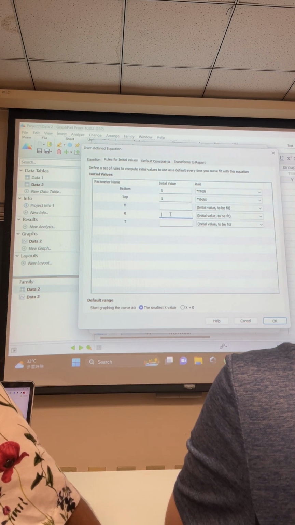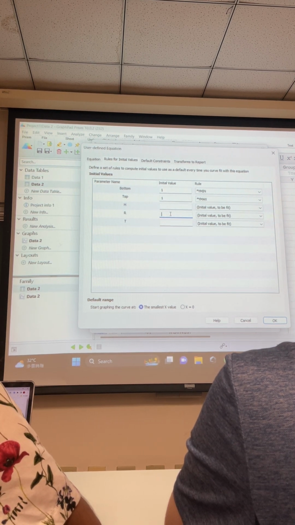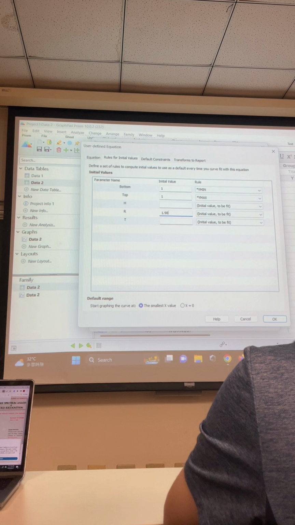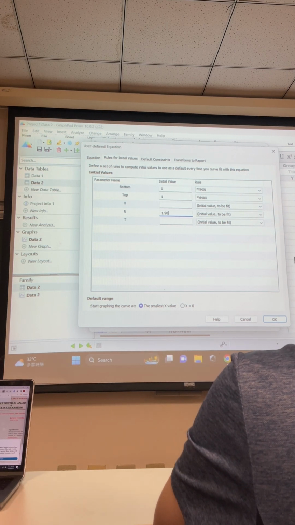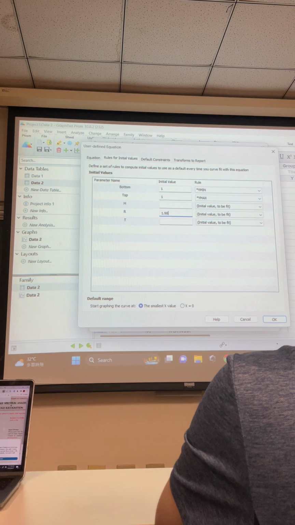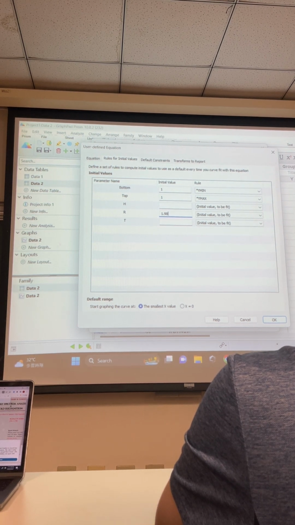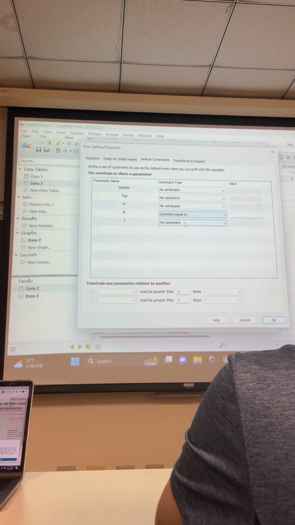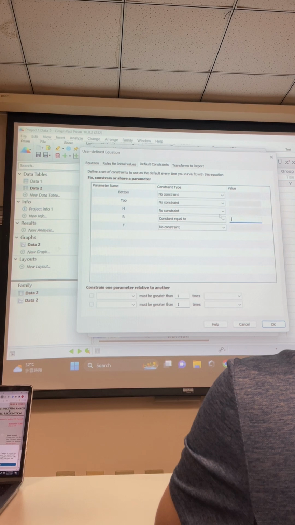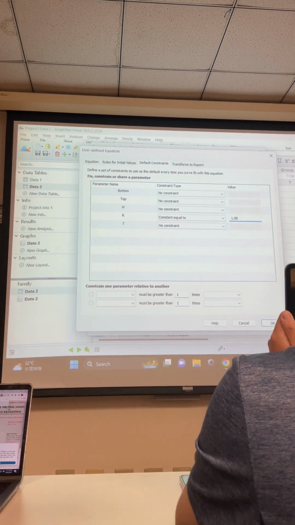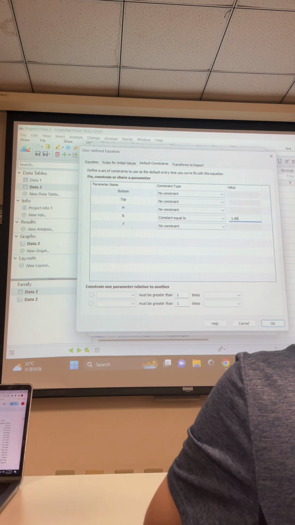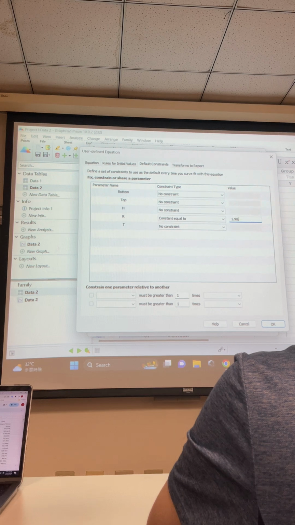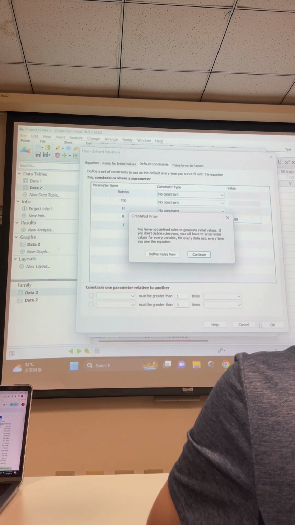Now, since I have been telling you everything in calories per mole or in kilocalories per mole, I'm going to write 1.98, which is the number so that I have the gas constant value for having the energy in calories. Now, default constraints, here we set constant equal to 1.98 because we don't want it to be moved around. That's a constant. Everything else can move to whatever we want, but that one should stay. And just click OK.